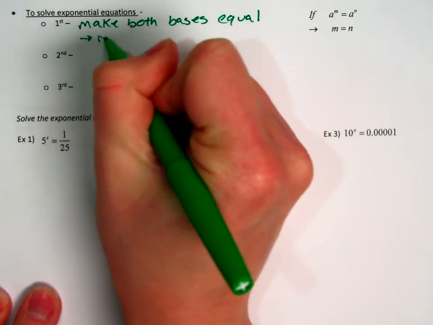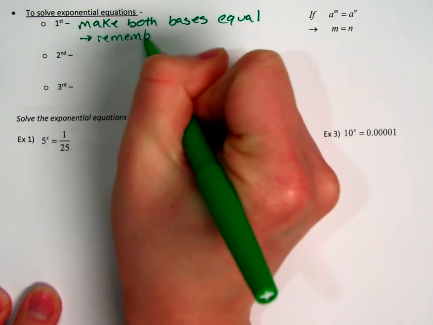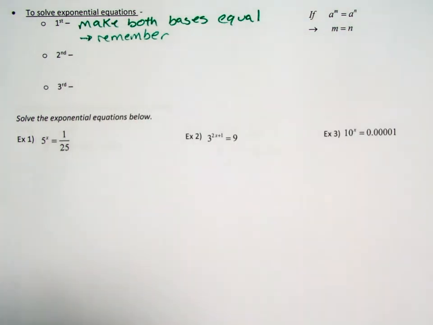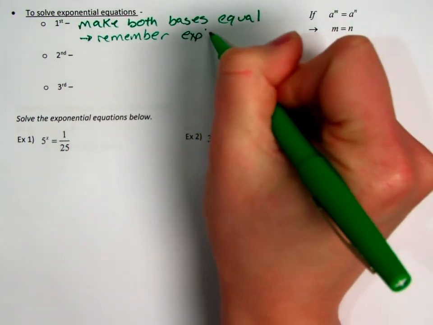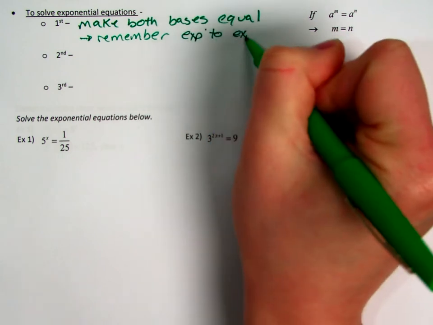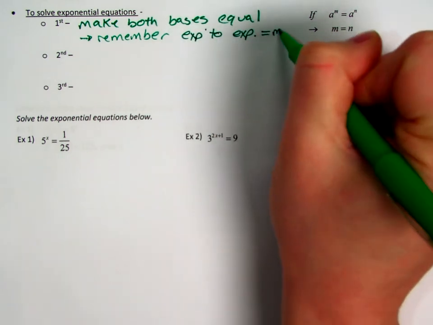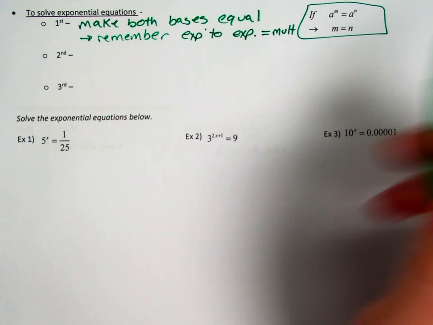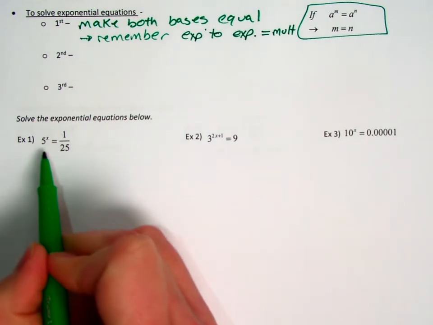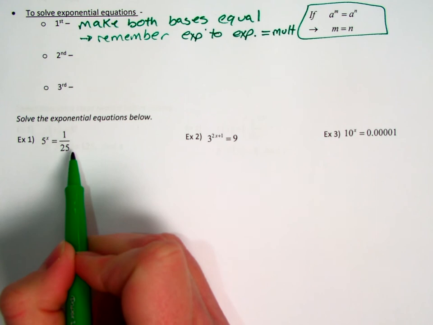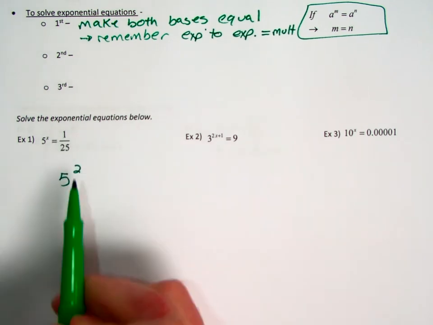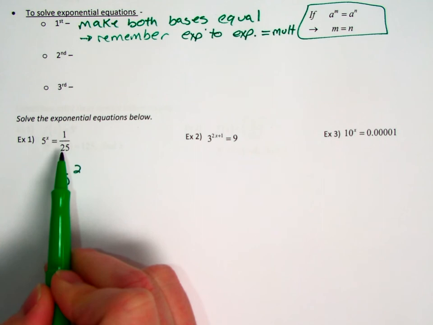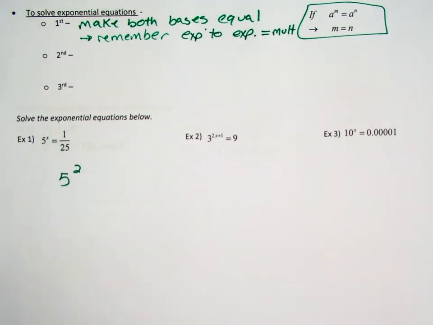Little reminder, remember that an exponent to an exponent, or a power to a power, means that you multiply. Keep that separate from that. So here, I'd want my base to be 5, because I can't change 5 into anything smaller, but 25 I can. 5 to the second power is 25. But the problem is we don't want it to be 25, we want it to be 1 over 25.